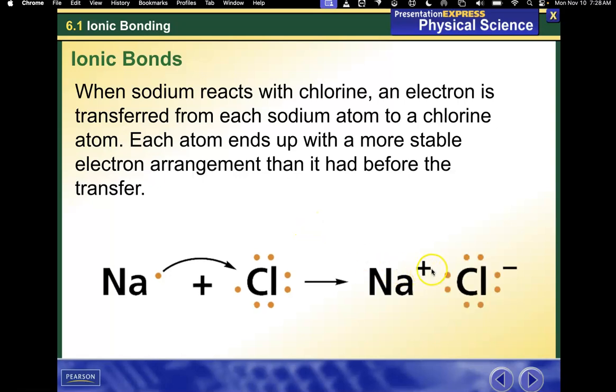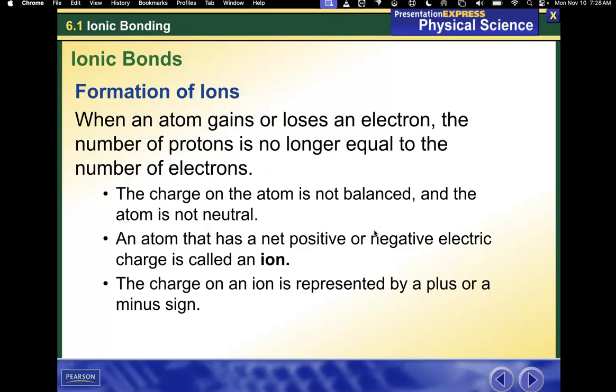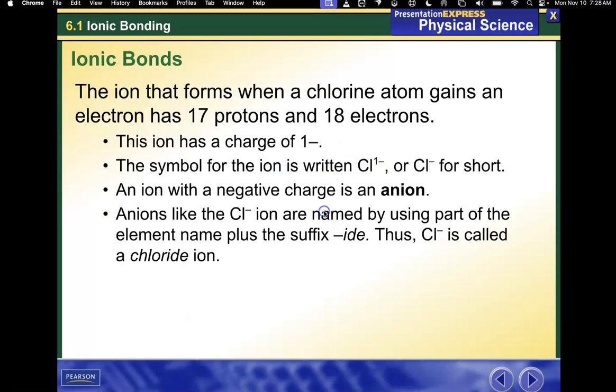And now you have a positive charge and a negative charge. Positive because it loses an electron, negative because it gains an electron. When an atom gains or loses an electron, the number of protons is no longer equal to the number of electrons. The charge on the atom is not balanced and the atom is not neutral. An atom that has a net positive or net negative electric charge is called an ion. The charge on an ion is represented by a plus or a minus sign.